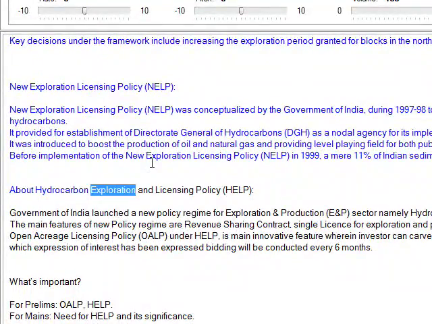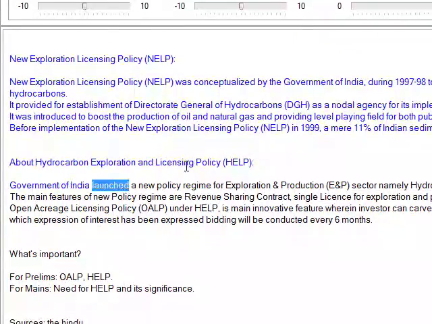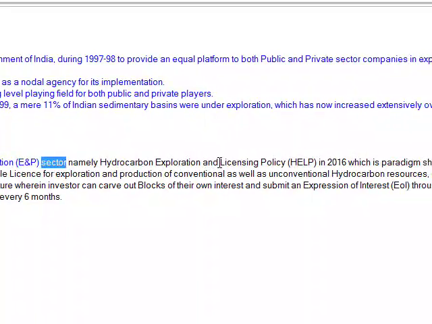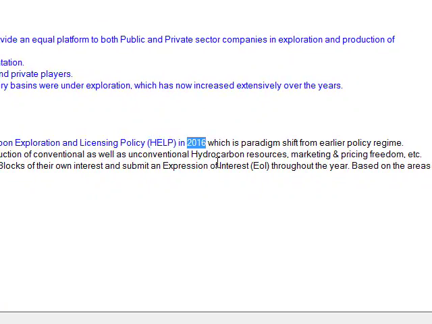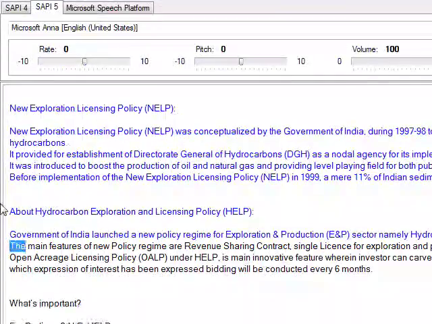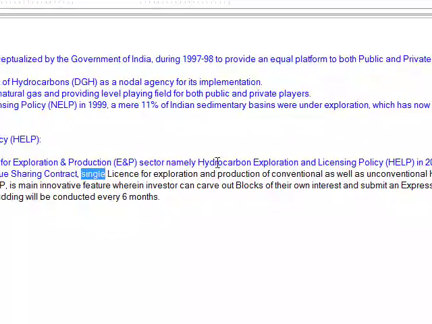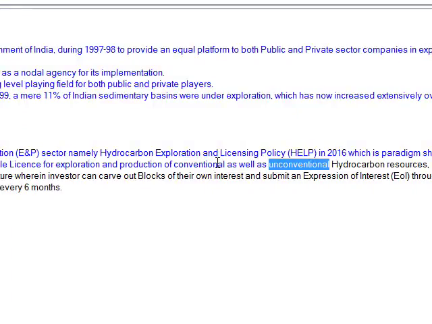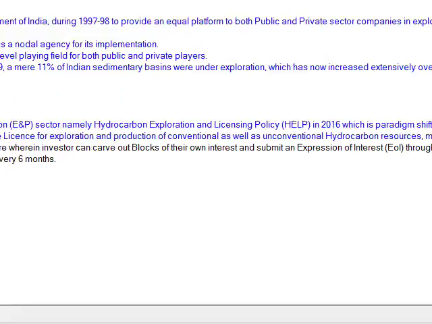About hydrocarbon exploration and licensing policy, HELP. Government of India launched a new policy regime for exploration and production E&P sector, namely hydrocarbon exploration and licensing policy HELP in 2016, which is a paradigm shift from earlier policy regime. The main features of new policy regime are revenue sharing contract, single license for exploration and production of conventional as well as unconventional hydrocarbon resources, marketing and pricing freedom, etc.